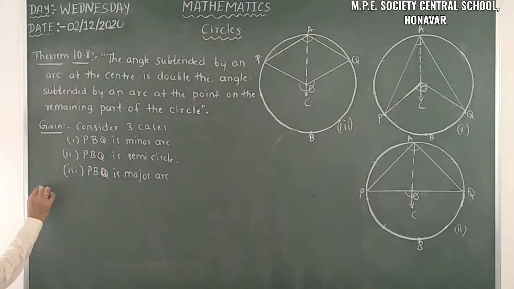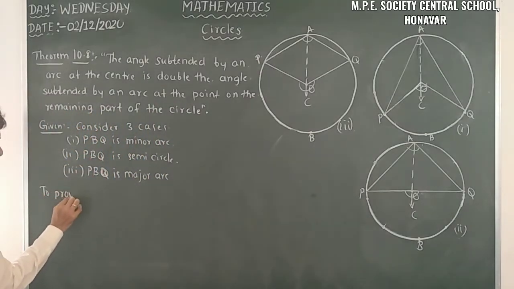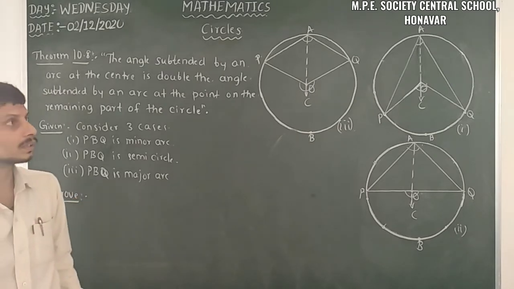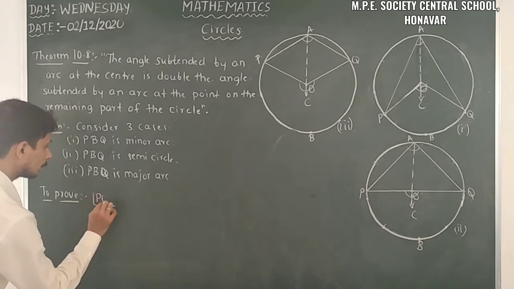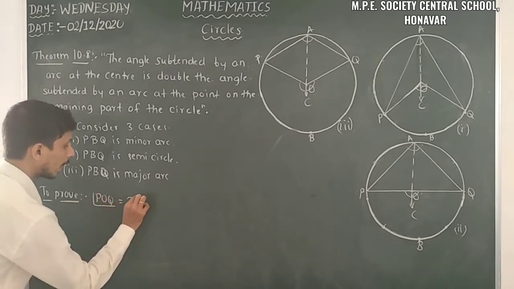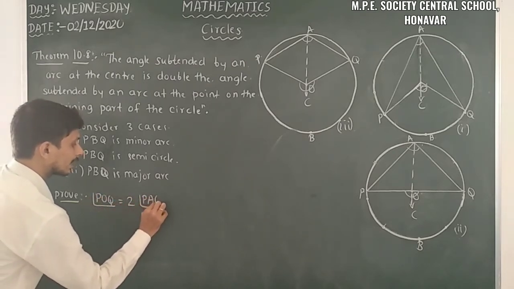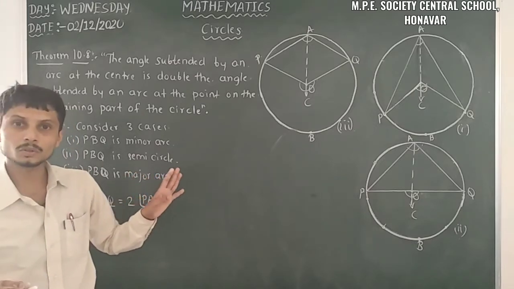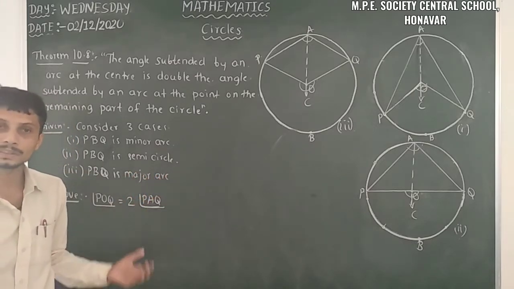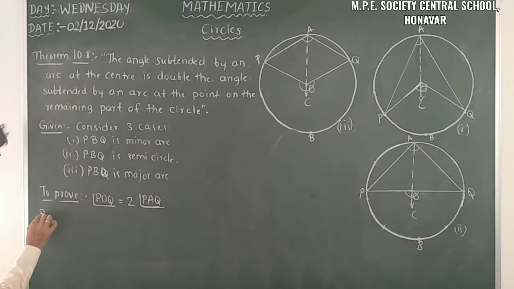So let us prove. What we have to prove here? Angle POQ is equal to 2 times angle PAQ. Whatever the situation we have, we have to take the same steps.